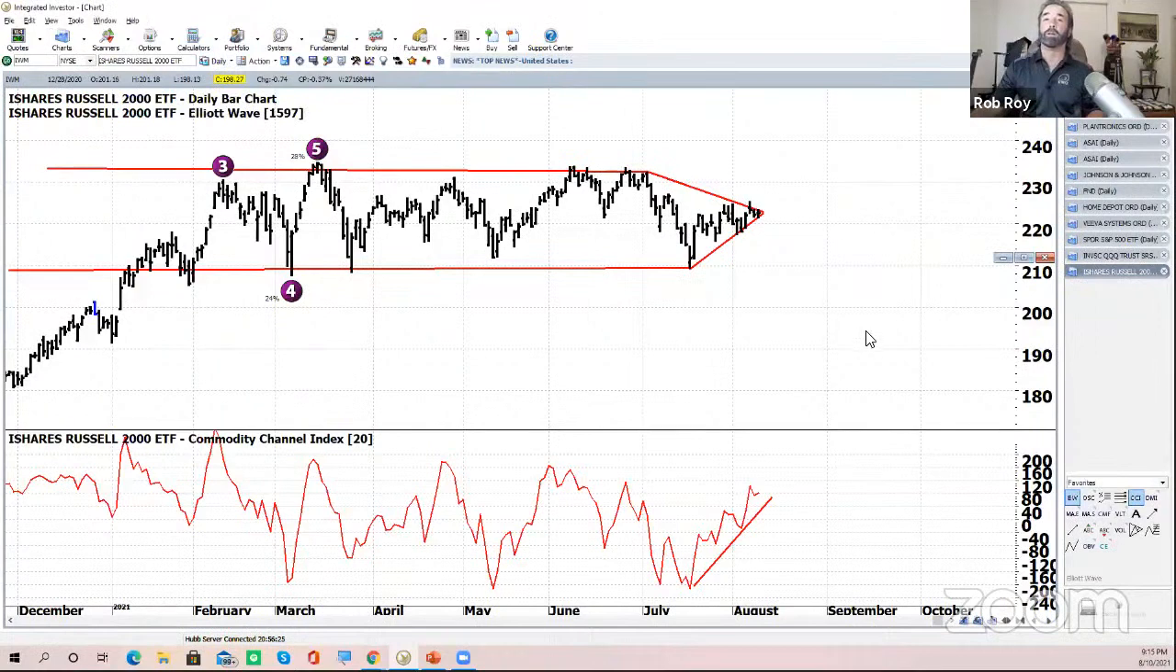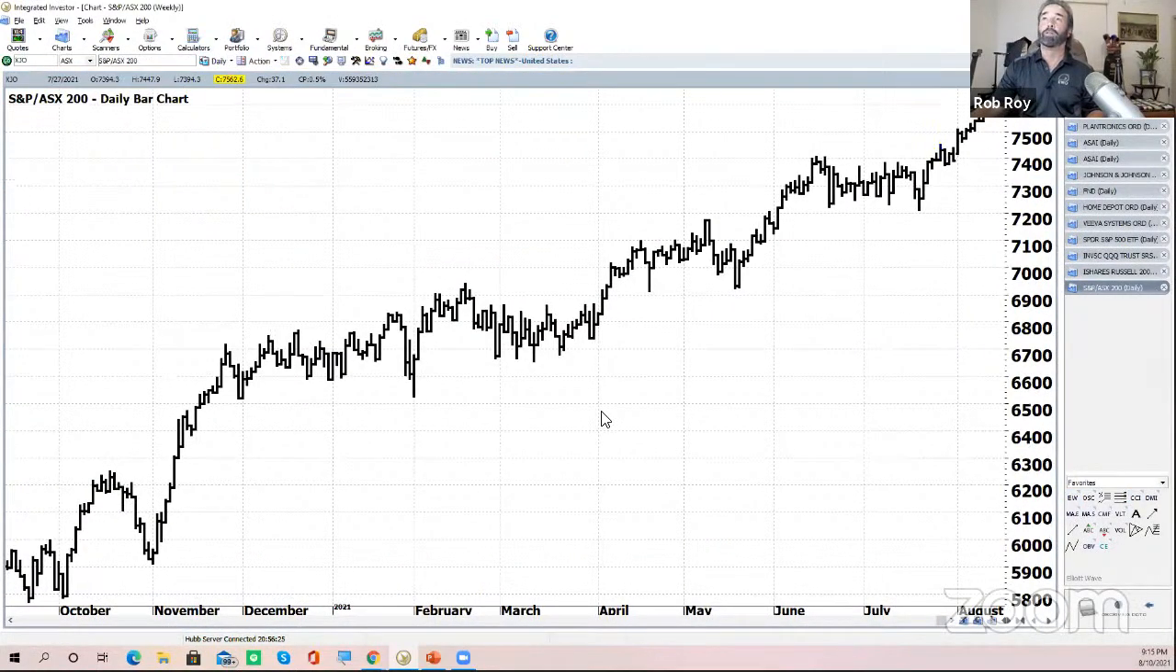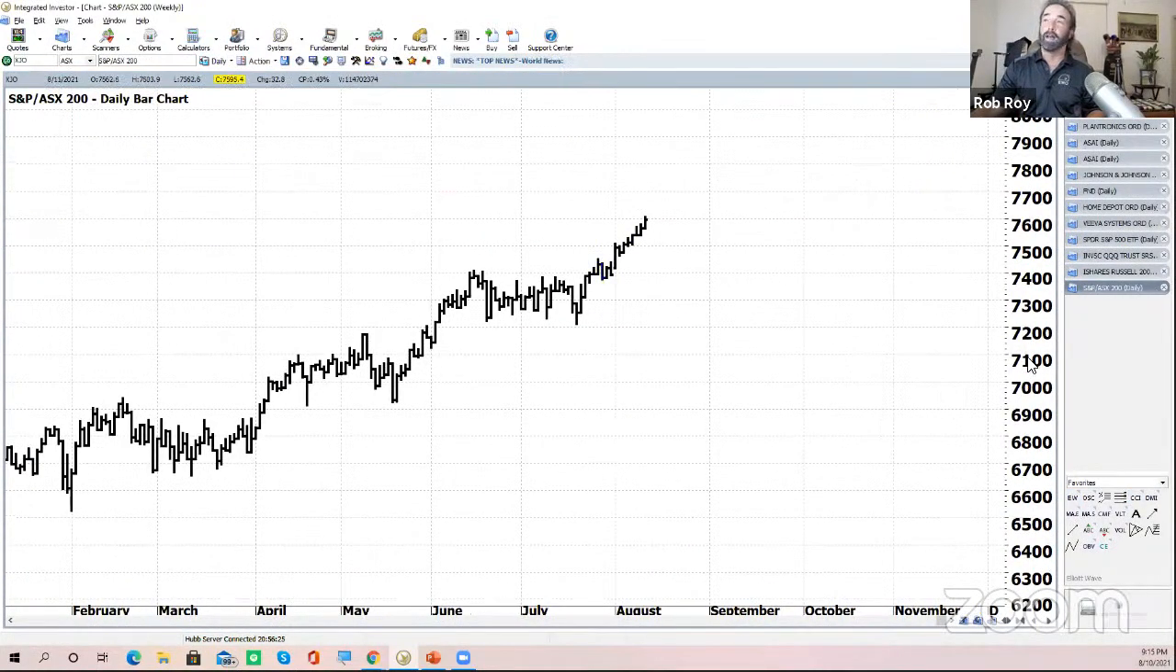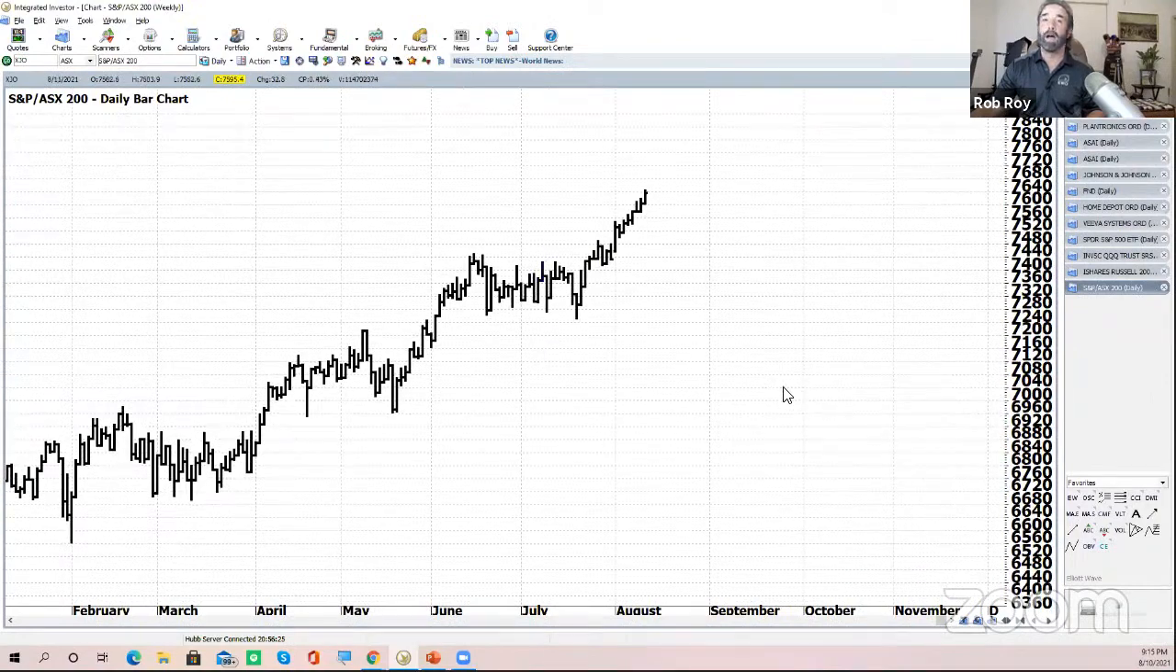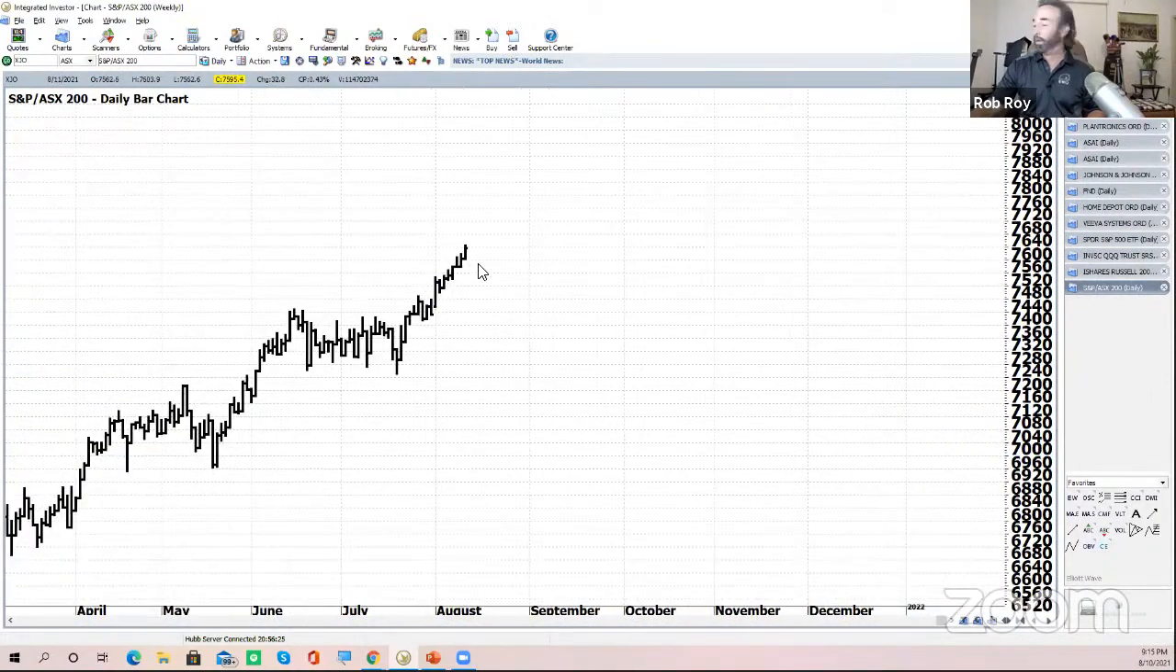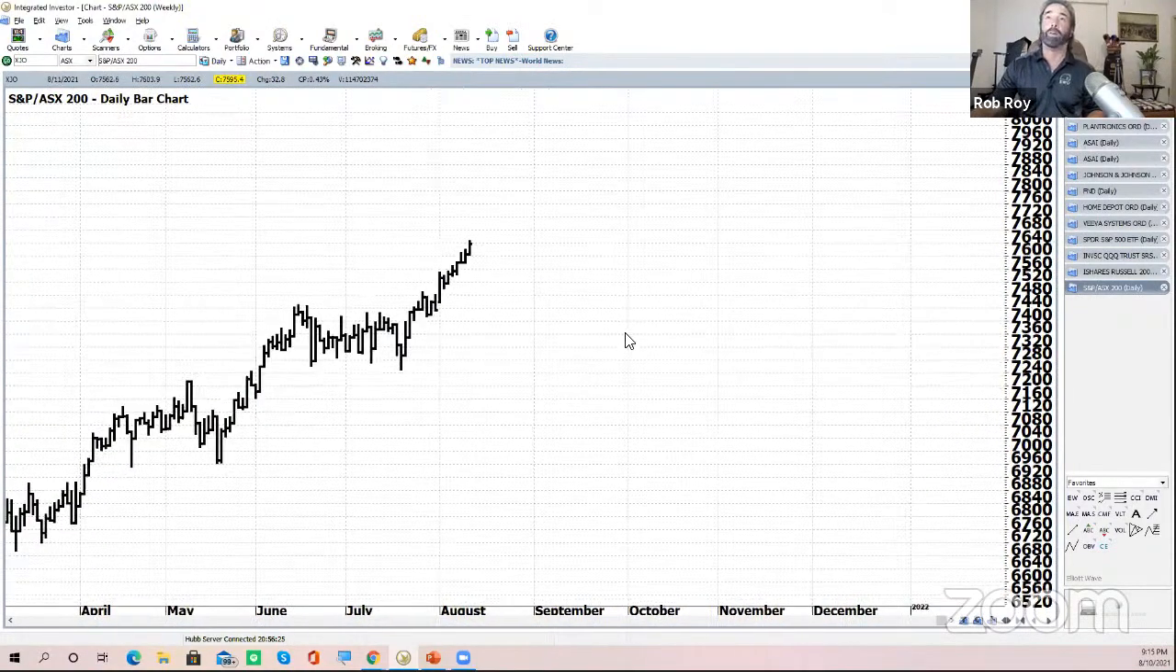I know we have a lot of international viewers, so let's look at the XJO, which last week, as you noted, was breaking out, moving nicely to the upside. Well, let's continue that. The Aussie market is powering forward, almost a little bit too vertical for me.